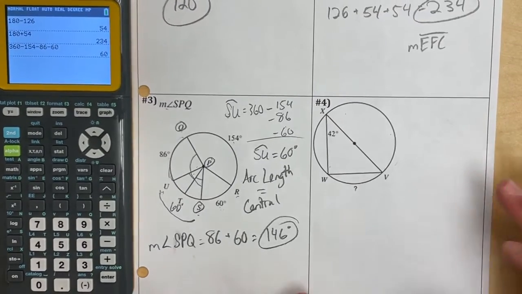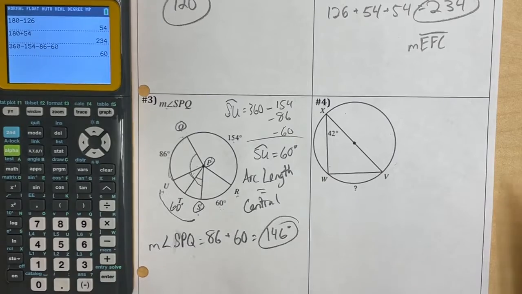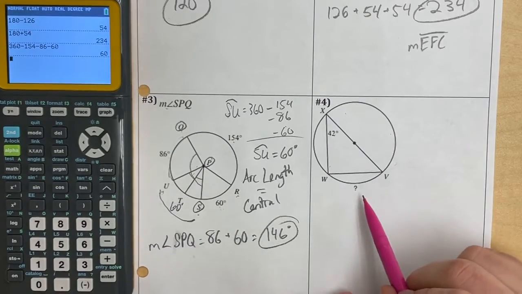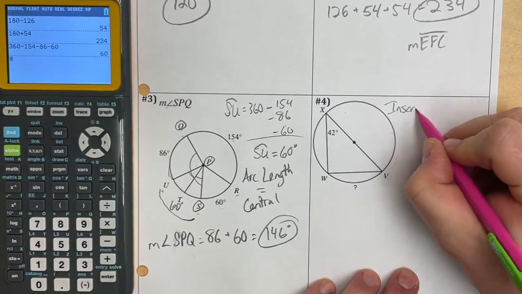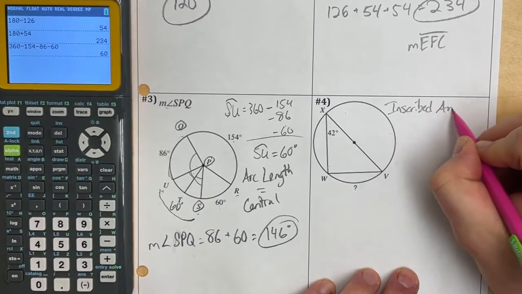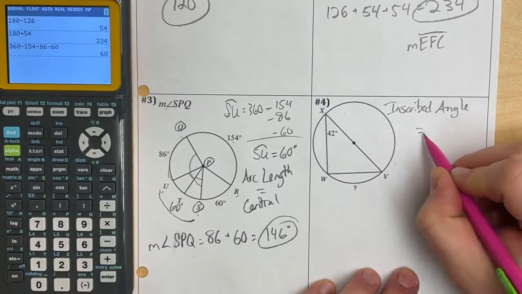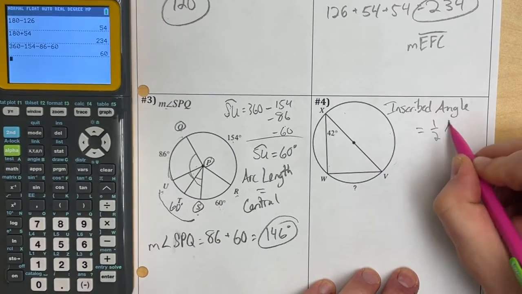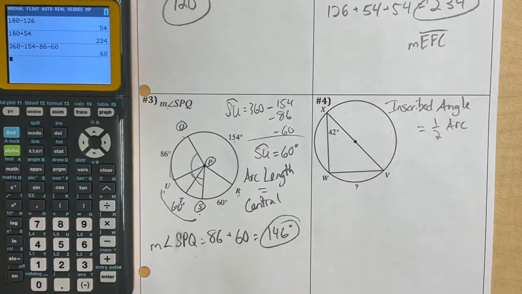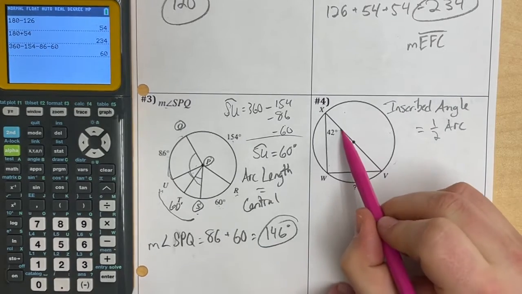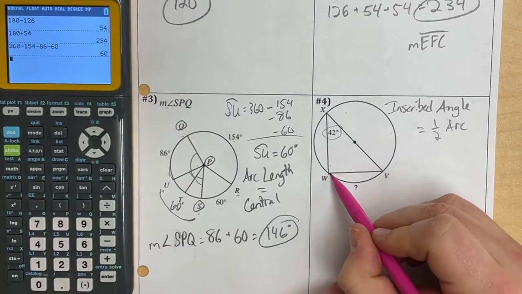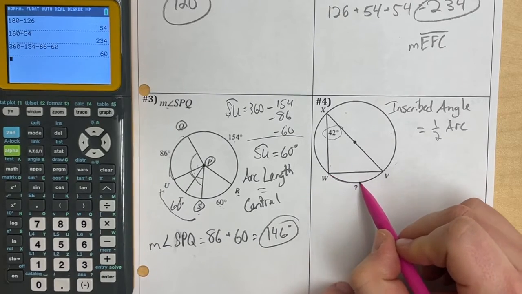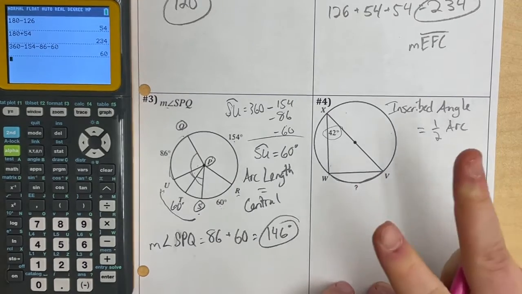In number four, now working with some inscribed angles and still working with those arcs, the inscribed angle is going to equal half of the arc. So make sure that you're noticing those differences and similarities. Since it gives me this inscribed angle of 42 degrees, I know that the arc length of WV is going to be 2 times that amount.